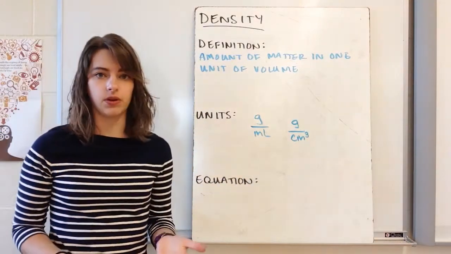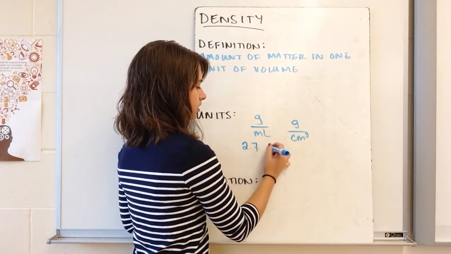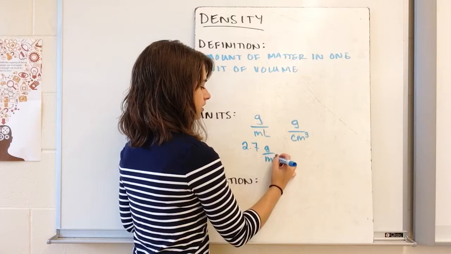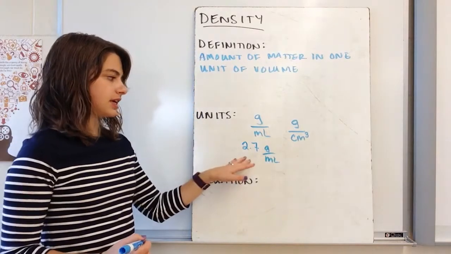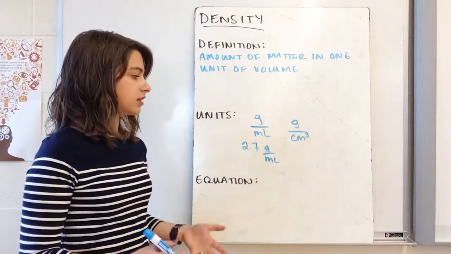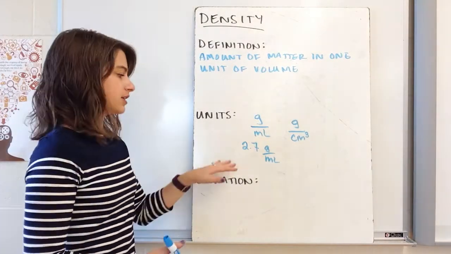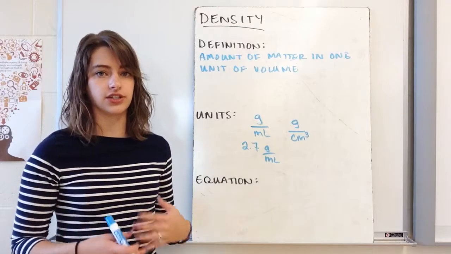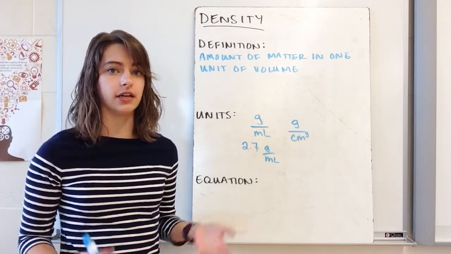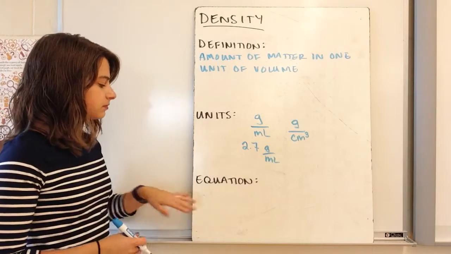So say, for example, I have a substance that has a density of 2.7 grams per milliliter. This means that in 1 milliliter of the substance, that 1 milliliter is going to have a mass of 2.7 grams. So if I were to measure out exactly 1 milliliter, I should anticipate my balance to read 2.7 grams. So that's how we read that.